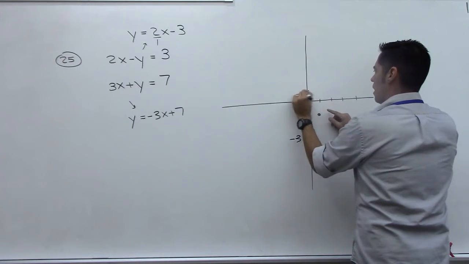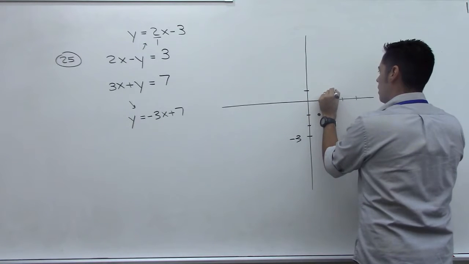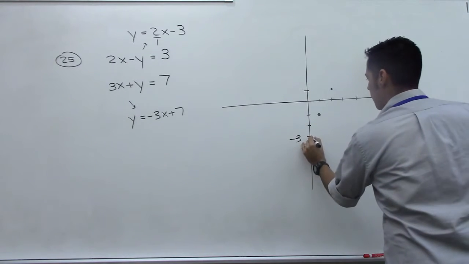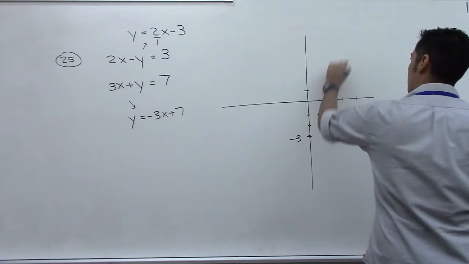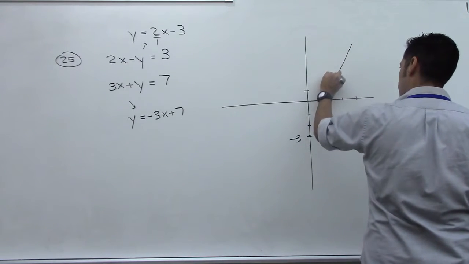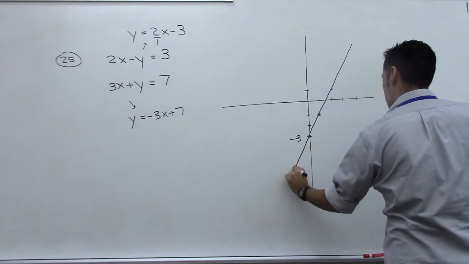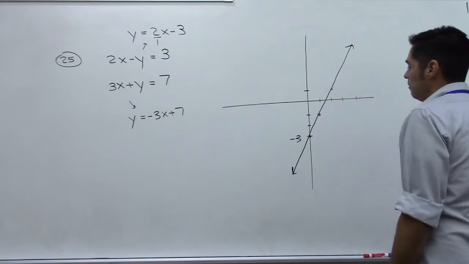And then I could do it again. I could go up 2 to the right 1. And I've got some points there. I don't have a straight edge in here. I used to have a ruler in here. Close enough. So that's one line.